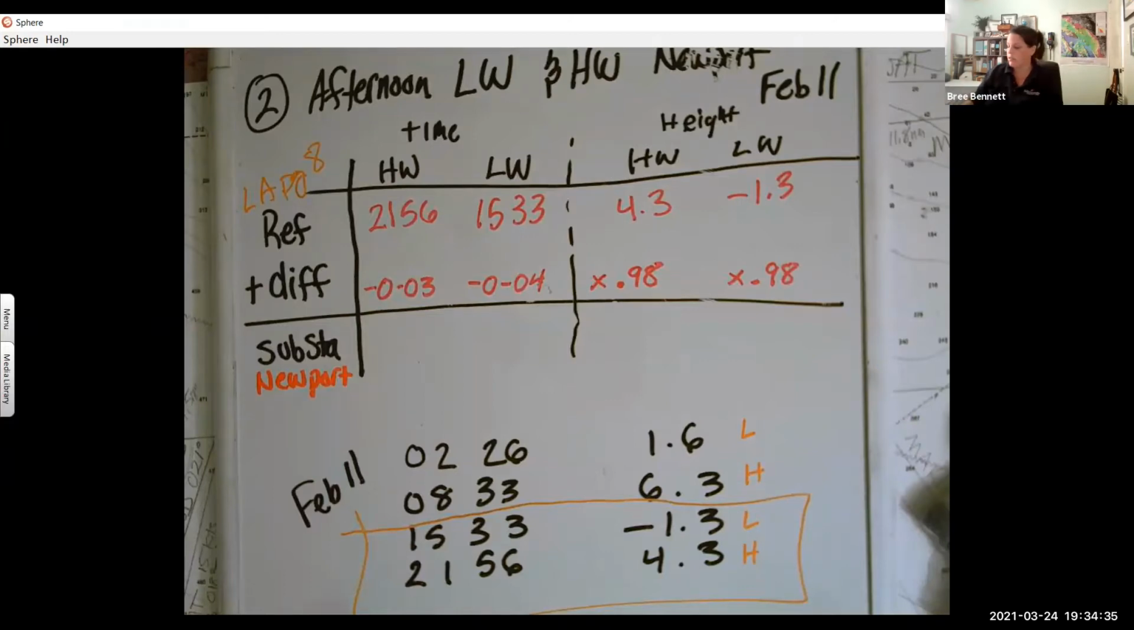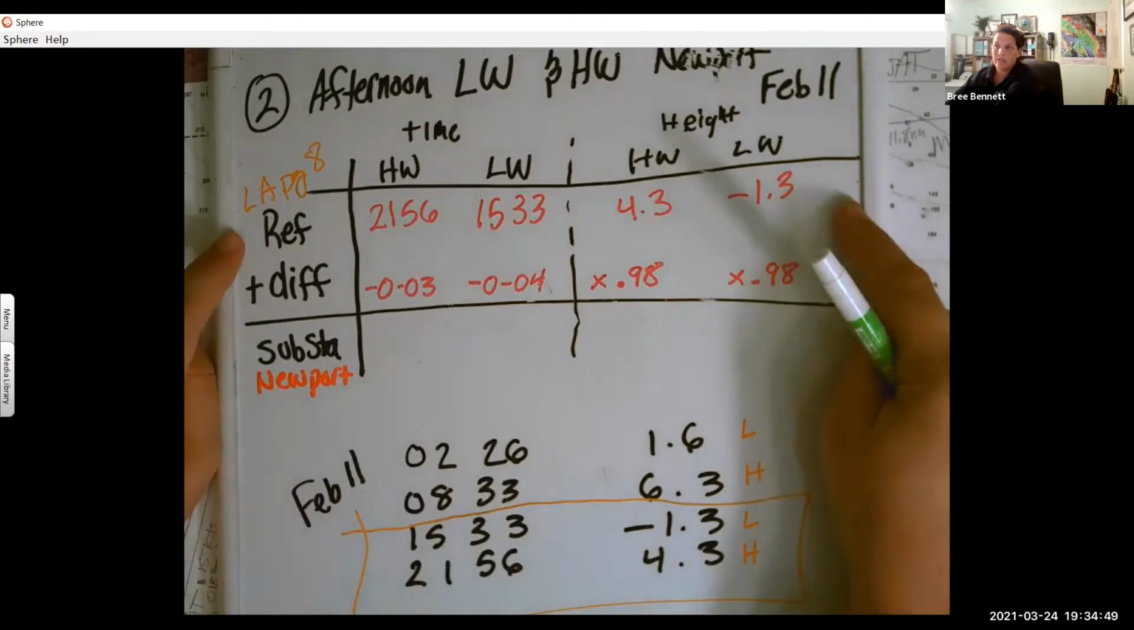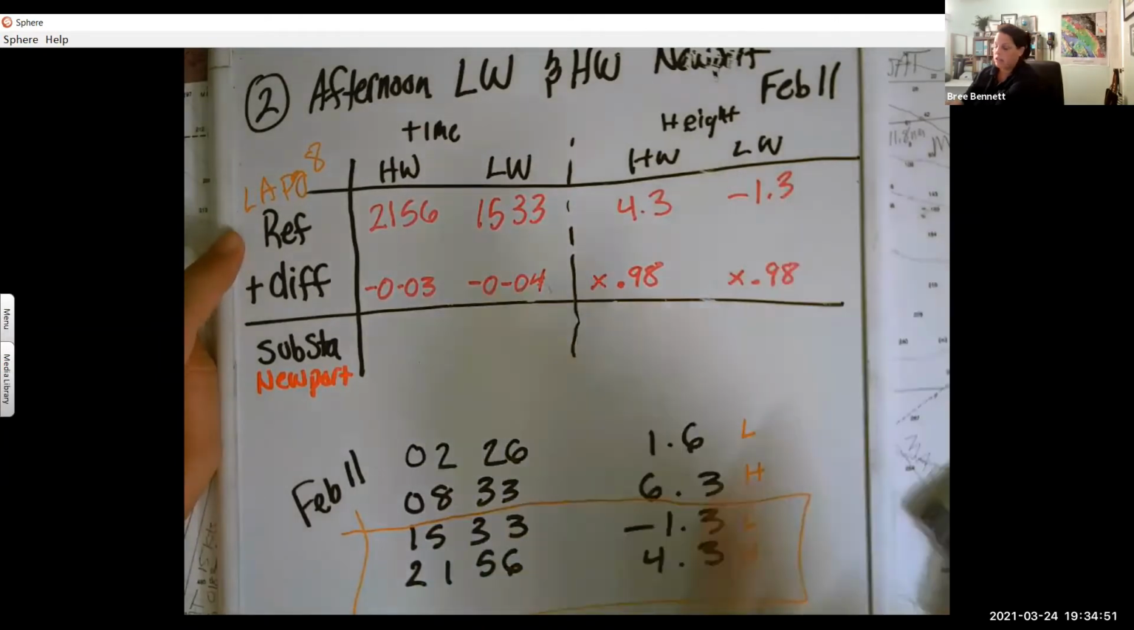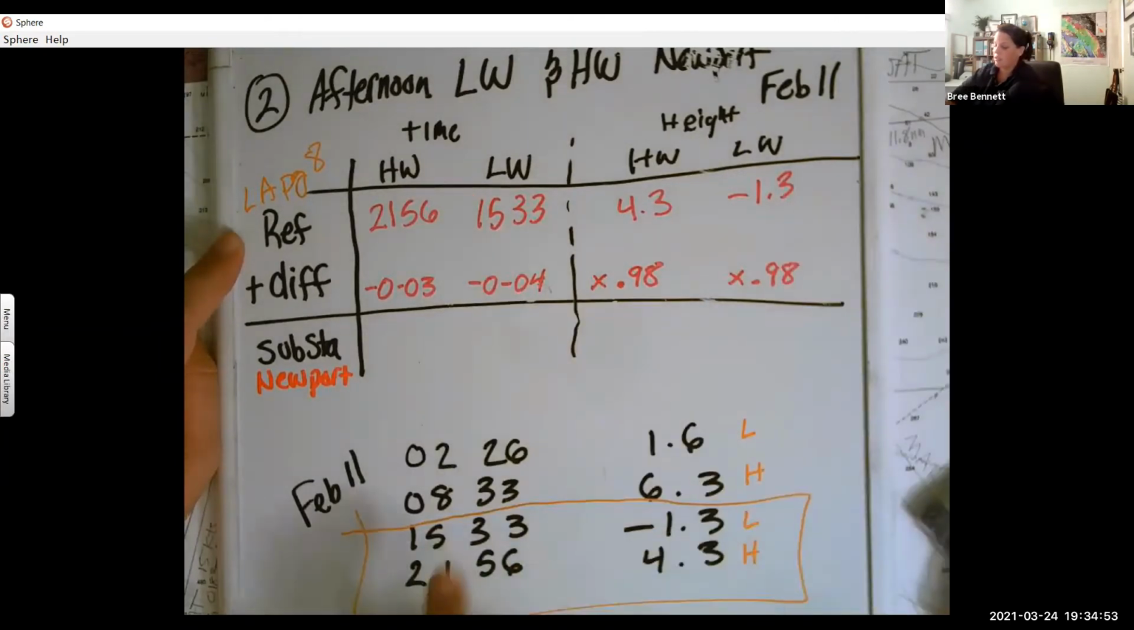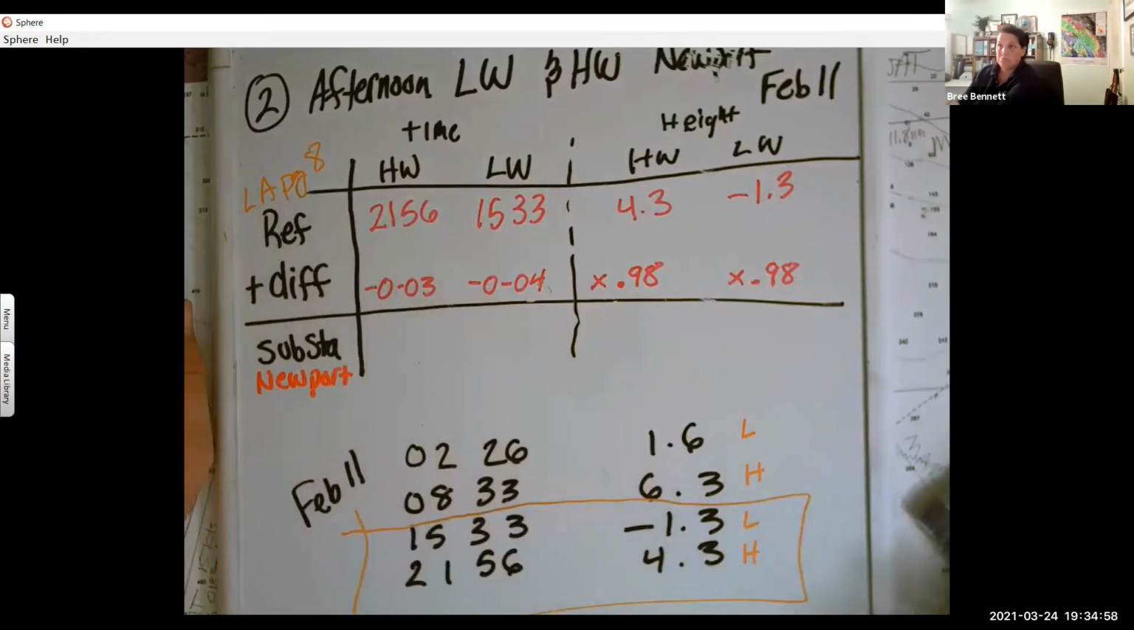So we had to do a little mental game here of where I put these numbers from my table 1, from my reference station. Where do I put them in my little chart here? So we just got our low water, high water, low water, high water. All right.